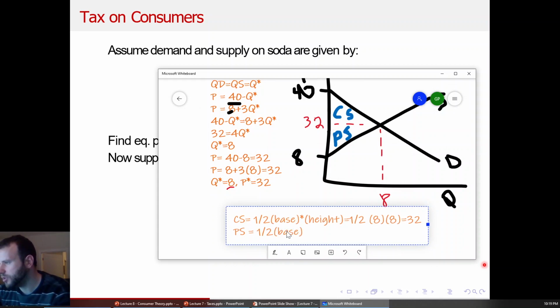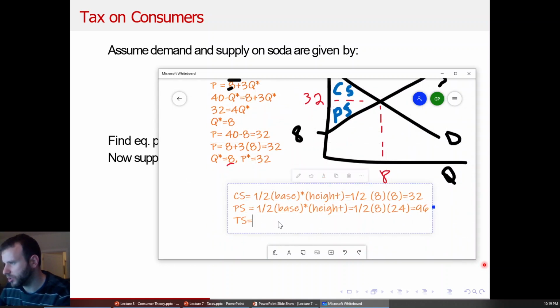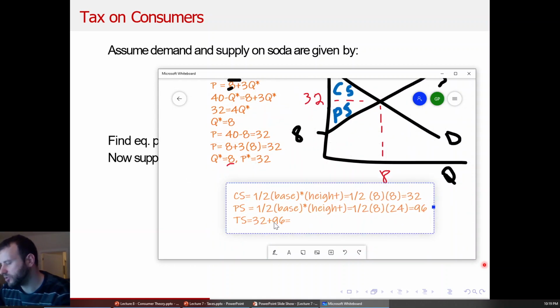So base times height equals 1/2. What's your base? Your base is 8 again, right? The length is 8. What about your height? It's going to be 32 minus 8, so 24. So the producer surplus should be 96. So then finally, what's your total surplus? It's going to be 32 plus 96 equals 128.